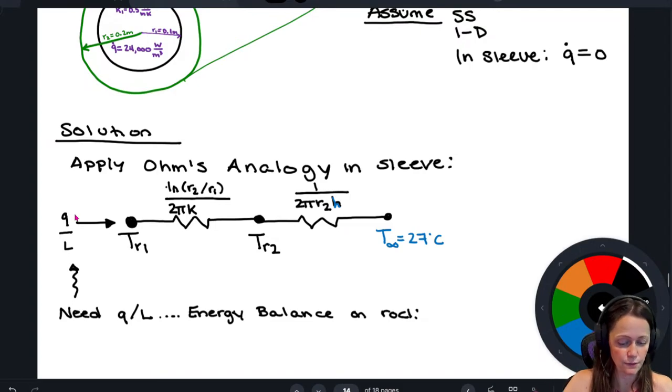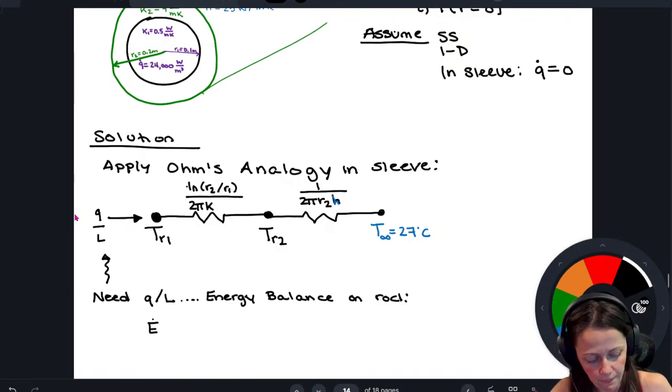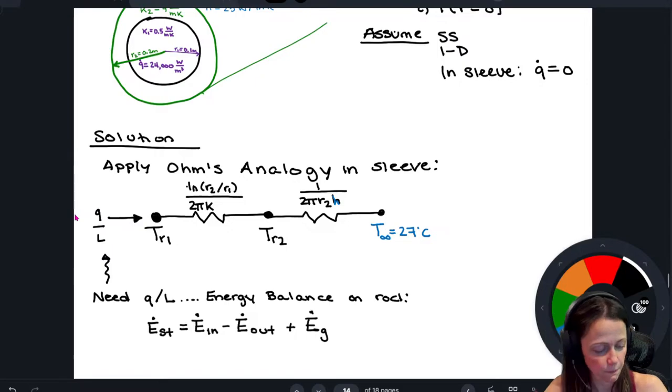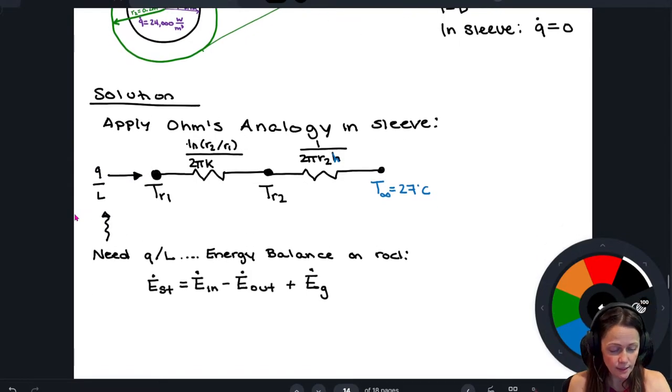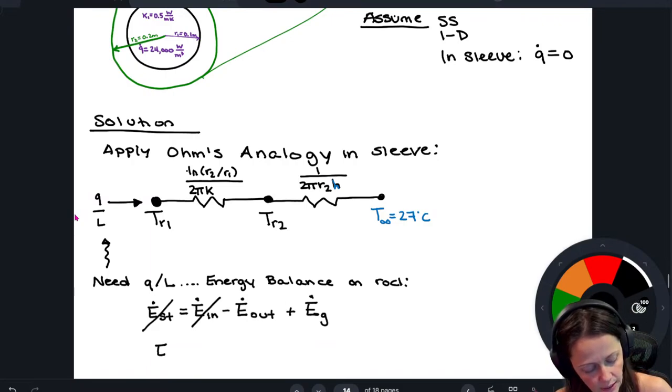So with the rod itself, that middle part where I've got heat generation, it's going to be the general energy balance: E dot stored equals E dot in minus E dot out plus my E dot G. And it's still steady state. I don't have anything coming into the rod, only out. So you can see those two things are equal to one another: E dot out is equal to E dot G.